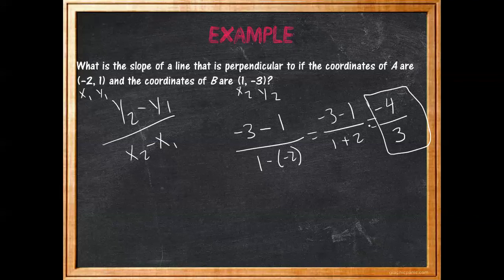In order to find the perpendicular line, we want to find the opposite, so we're talking about the sign. This one's negative, so we know our new slope is going to be positive, and the reciprocal of 4 over 3 is 3 over 4. So my new line is going to have a slope of 3/4, and it will be perpendicular.